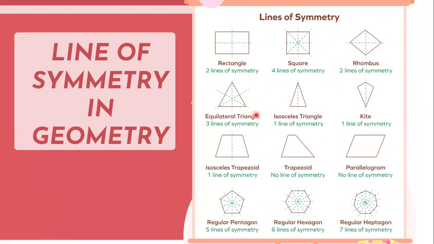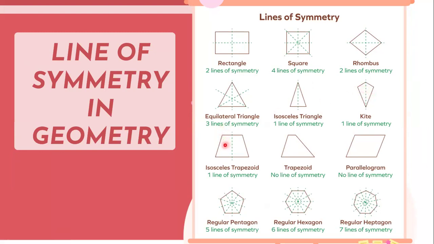Now equilateral triangle. Equilateral triangle means where all the three sides are equal. So in an equilateral triangle, basically we have three lines of symmetry, right? Next is isosceles triangle. Isosceles triangle means where you have two sides equal. The third side is not equal, it is different. So basically here you will have only one line of symmetry. In a kite shape, you will have only one line of symmetry. Kite shape means where adjacent sides are equal. We have two pairs of adjacent equal sides.